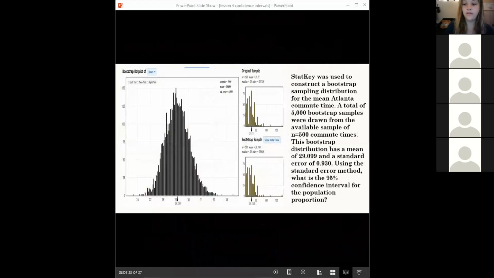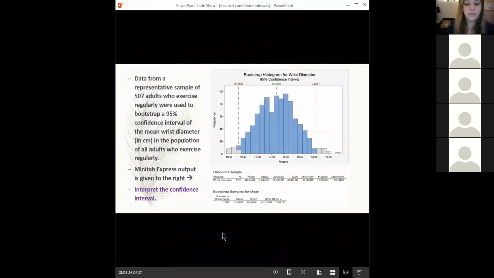All right. Okay, here's another one. Data from a representative sample of 507 adults who exercise regularly were used to bootstrap a 95% confidence interval of the mean wrist diameter in centimeters in the population of all adults who exercise regularly. I gave you a Minitab Express output here on the right. So go ahead and interpret the confidence interval.